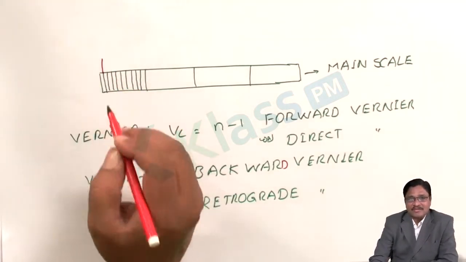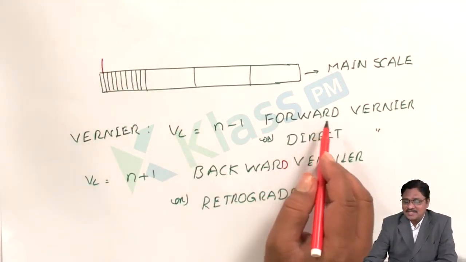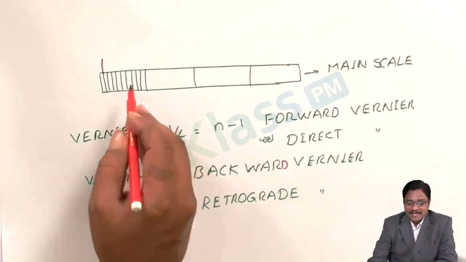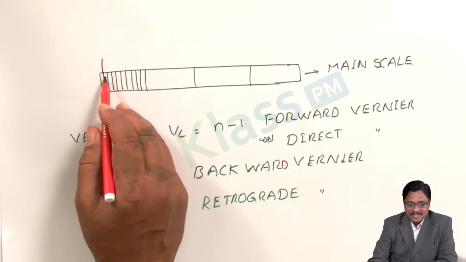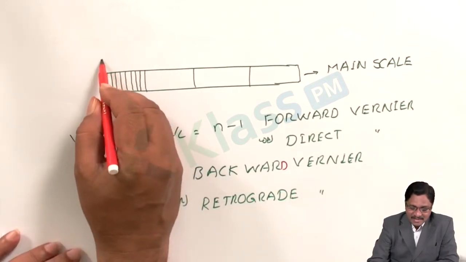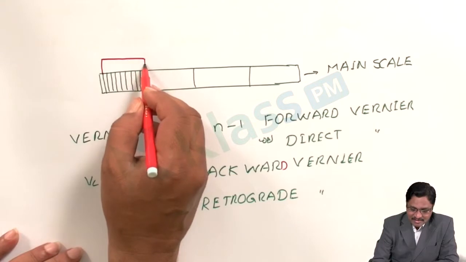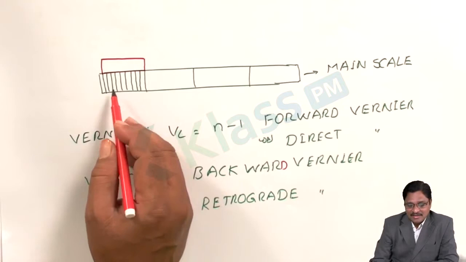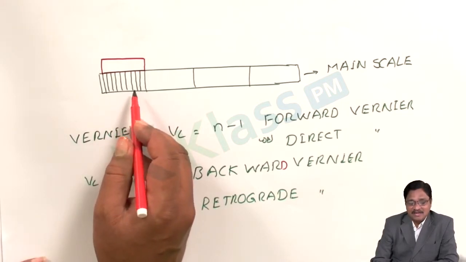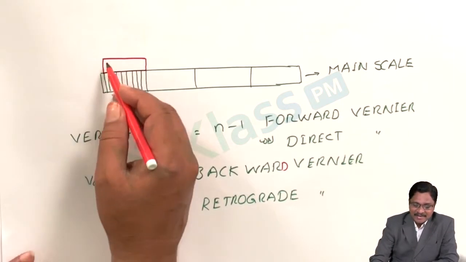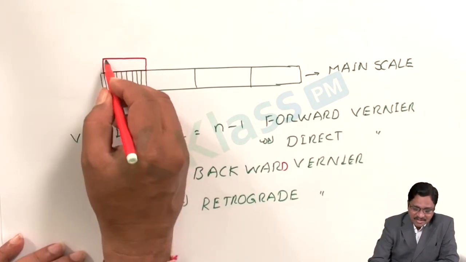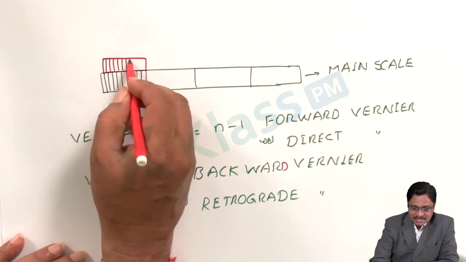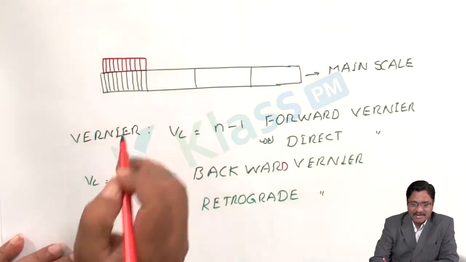Coming to how the Vernier is to be constructed here, let me consider the forward Vernier. The number of divisions to be considered is n minus 1. We have already taken n divisions as 10, so minus 1 means 9 divisions. The length of the Vernier is to be 9 divisions, but the number of divisions should be the same as in the main scale. Here we did 10 divisions, so the same 10 divisions are to be made here also: 1, 2, 3, 4, 5, 6, 7, 8, 9, 10.